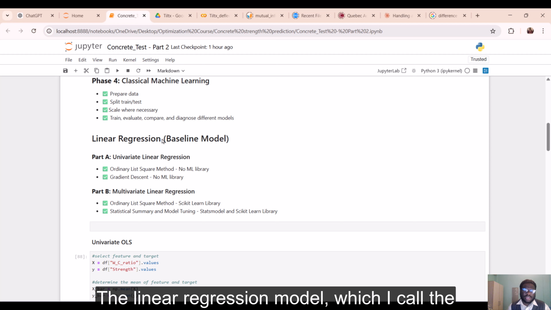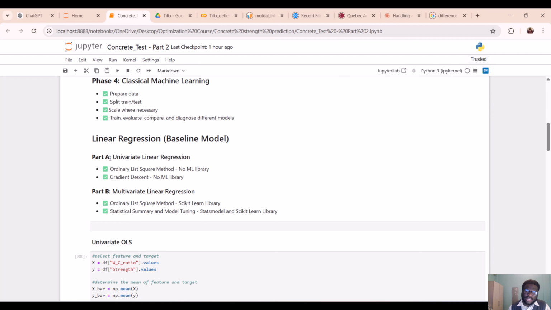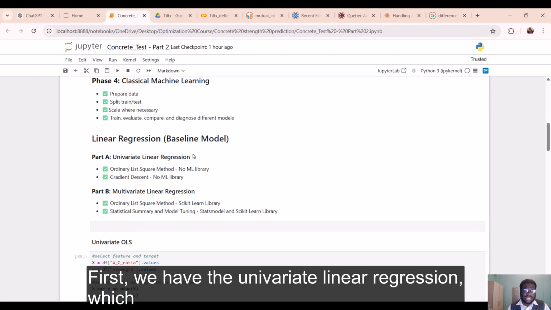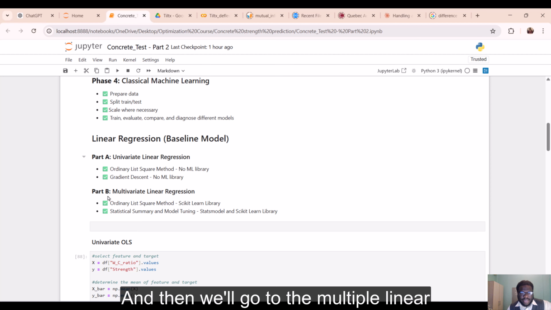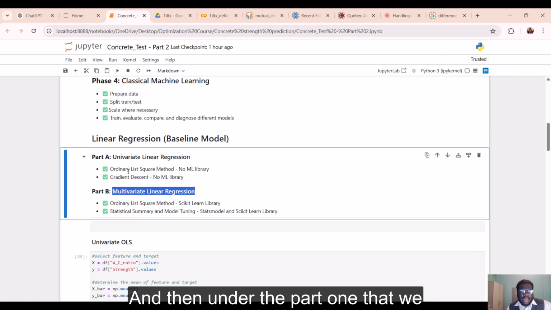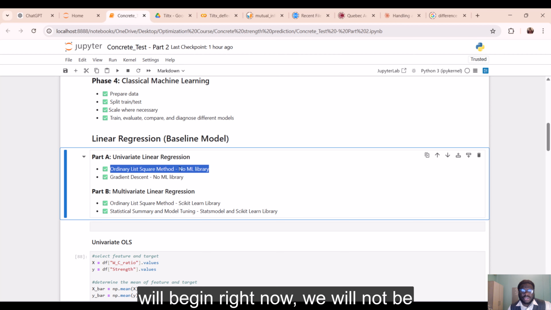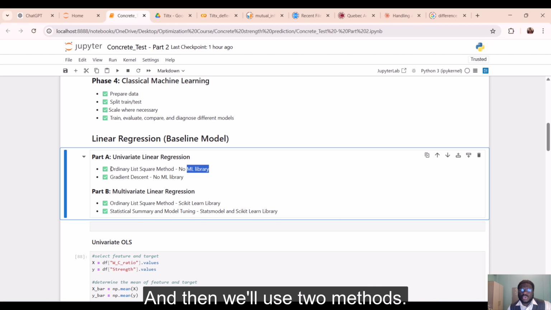The linear regression model, which I call the baseline model, will have two parts. First, we have the univariate linear regression, which is one model, the simple linear regression. And then we go to the multiple linear regression, which is multivariate linear regression. Under part one, which we will begin right now, we will not be using any machine learning library. And then we'll use two methods.